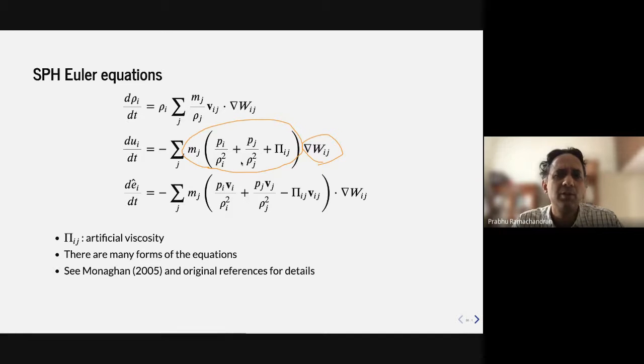It's not very hard to derive this. It actually comes from a simple vector identity, and you can apply that and get this. This is very standard. If you read any literature, I'm going to give some references at the end, you'll easily see how to derive this.